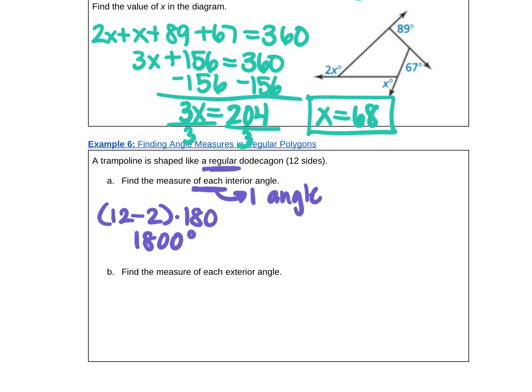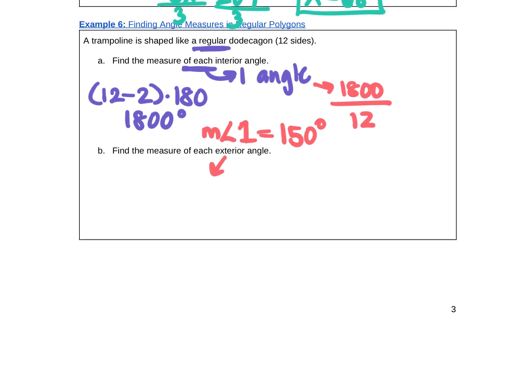Now to figure out the one angle, I'm going to take 1800 and distribute it evenly amongst the 12 angles. So the measure of one angle would equal 150 degrees. And then for the exterior angle, we don't have to do that little formula because we know all exterior angles are going to equal 360. So all we got to do is 360 divided by 12, and we get 30.